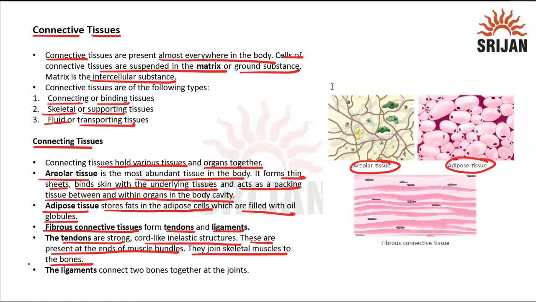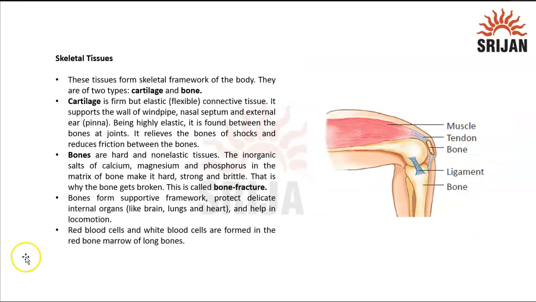Okay, so tendons join the muscles and the bones so that when you move your muscles, your bones are also going to move along with them. That is how these tissues will help. And ligaments connect two bones together at the joint, so that when the bones are movable, it is because of these ligaments. And again, all of these things are made up of different kinds of cells, different kinds of products altogether as per their functions. Now let us come to the skeletal tissues.